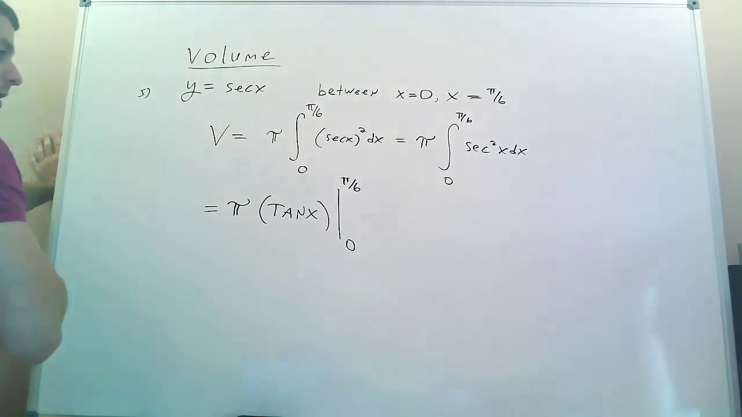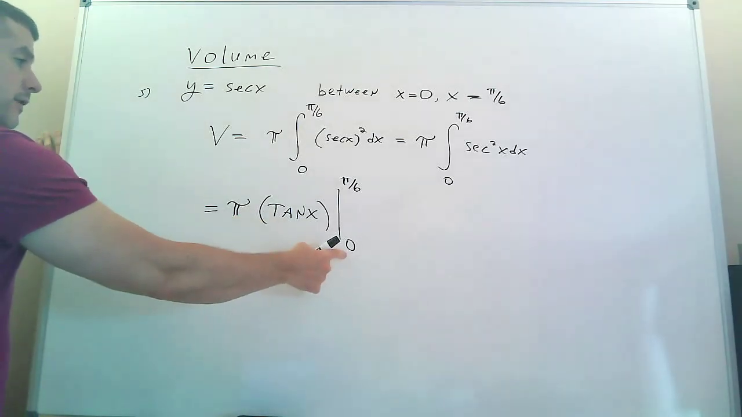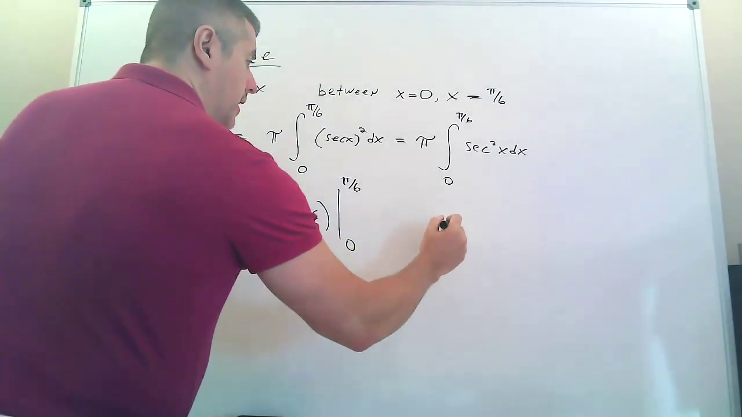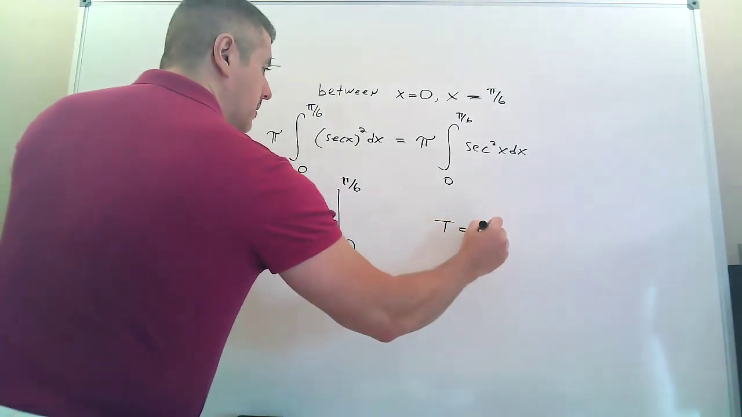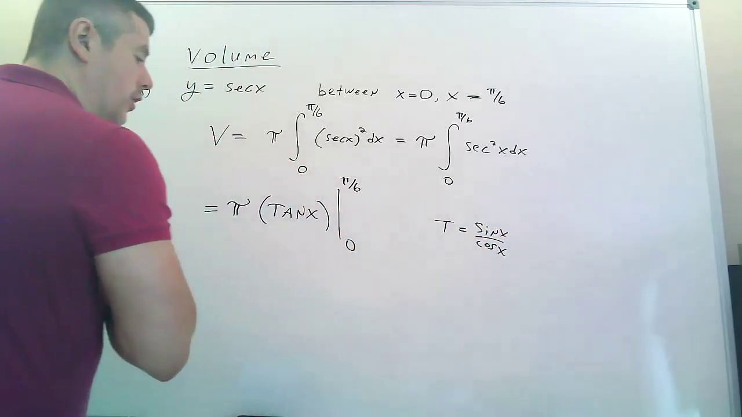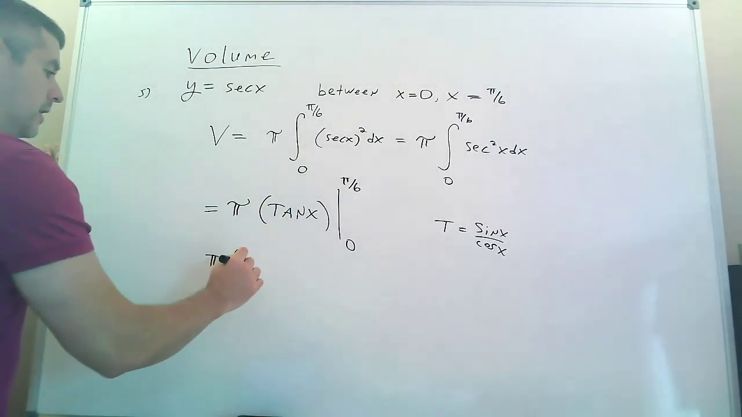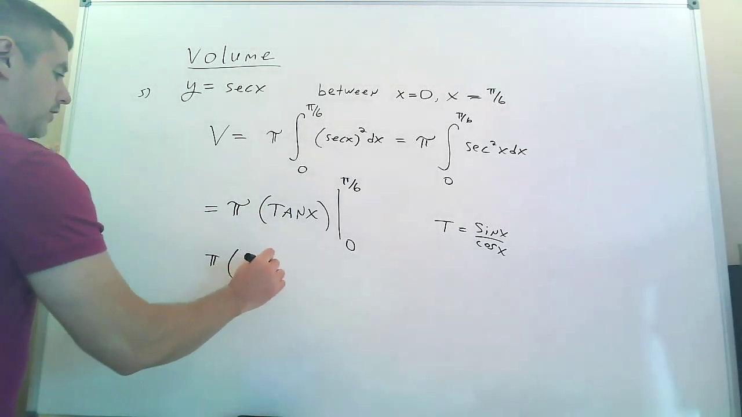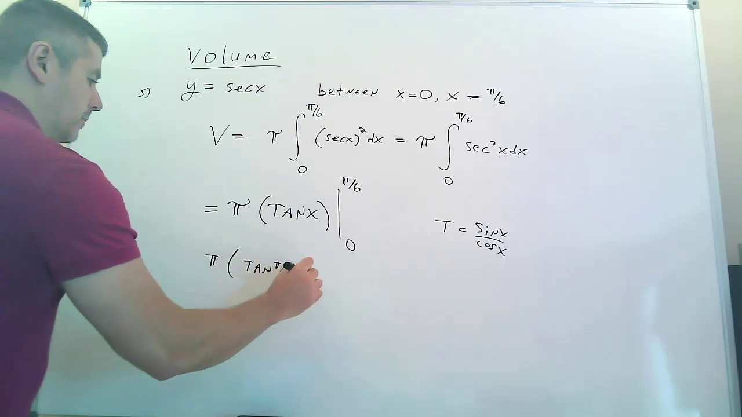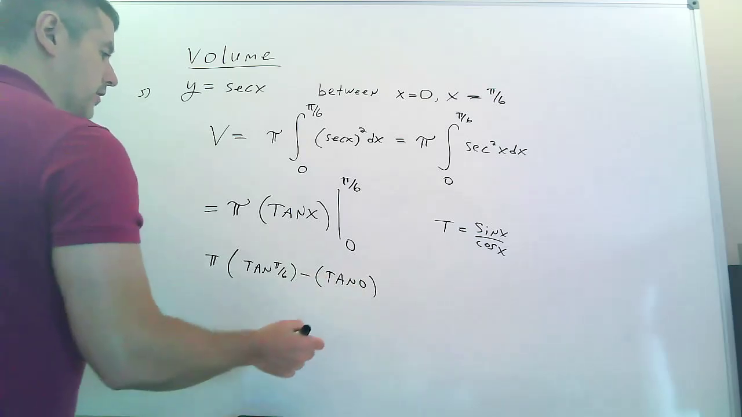pi over 6. Now, I didn't give you the value for tangent of 0, but if you remember that tangent is sine over cosine, it's actually quite easy to do. All right, so I'm going to have my pi. I'm going to do tan of pi over 6, and I'm going to subtract tan of 0. But you'll see this is actually going to be really simple.